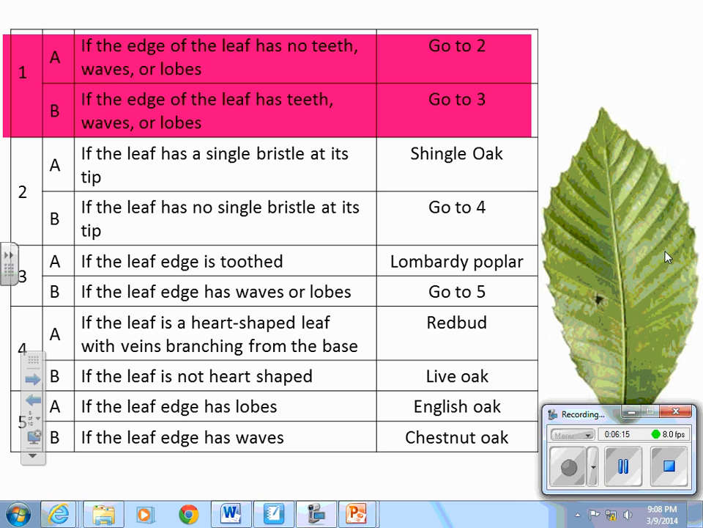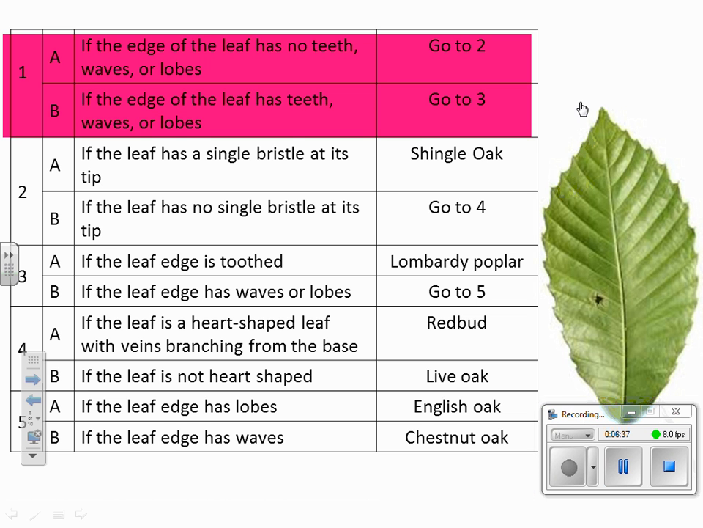So let's practice a dichotomous key using a leaf. We're going to use this leaf over here on the right, and here is our dichotomous key. We always start with question number 1. So here are our options. If the edge of the leaf has no teeth, waves, or lobes, or if the edge of the leaf has teeth, waves, or lobes. I'm going to say yes, it does have teeth, waves, or lobes.